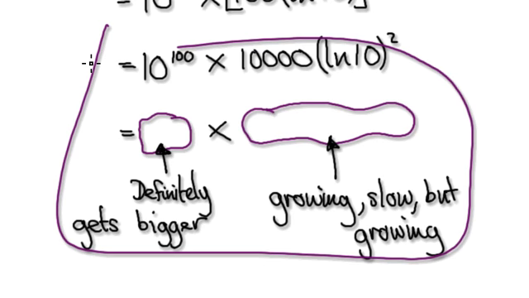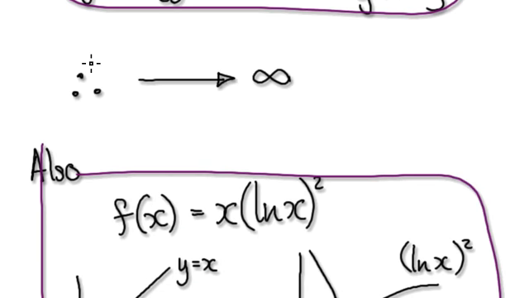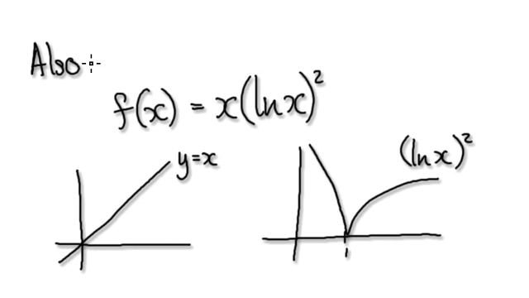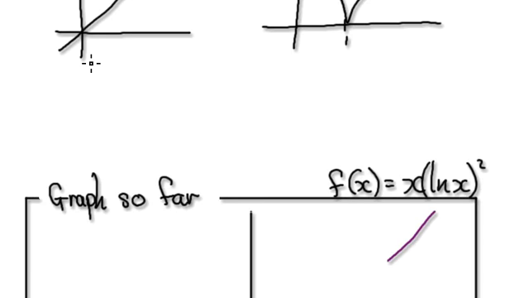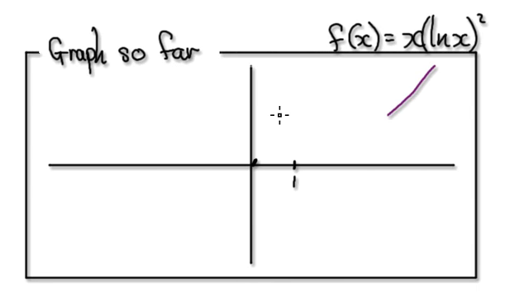So basically, as x tends towards infinity, f of x is heading towards infinity. Looking at our graph here, we know it's going to do something like this. We know it crosses here, and we can now conclude that it's heading towards infinity. So as x tends towards infinity, this is also heading towards infinity.